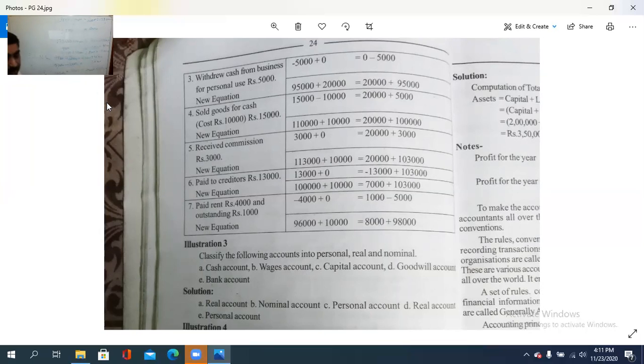That is the accounting equation we derived at last. The new equation we derived at the last. So hope you understand how the accounting equation is to be prepared.